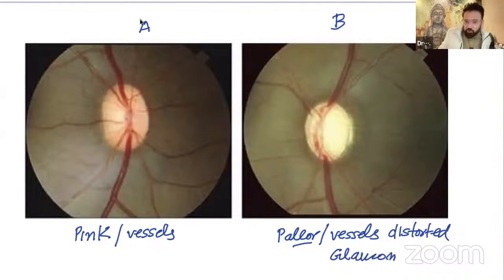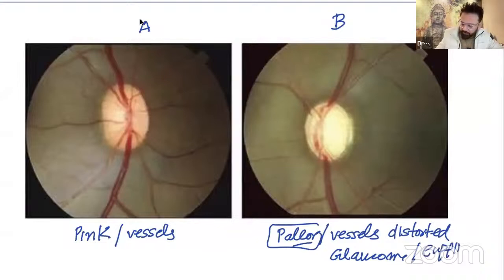Glaucoma. So whenever there is increased intraocular pressure, vessels become distorted and this becomes pallor. I mean, it is not pink in color. And even the cupping of disc is increased. If you can appreciate cupping of the disc. So there are three features of glaucoma. One is the pallor, vessels are distorted, and the cupping is increased. Okay. So you can say B image is glaucoma, A image is normal. Absolutely, most of you are correct.